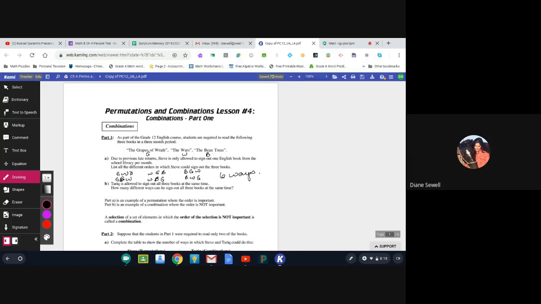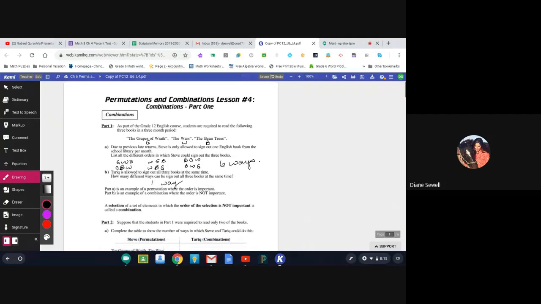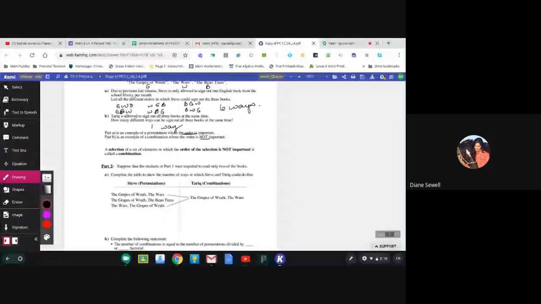All right. Tarek is allowed to sign out all 3 books at the same time. How many different ways? He can only sign them out 1 way, guys. Send them all out today. Doesn't matter which way he signs them. So part A is an example of a permutation where order is important, and a combination is where order is not important. Okay, so if we talk about selecting things, order isn't important. Arrangements is a permutation word.